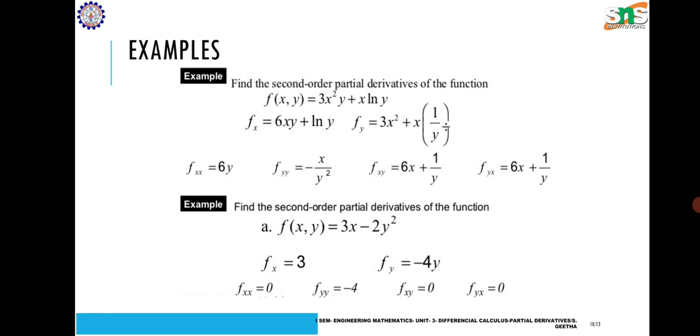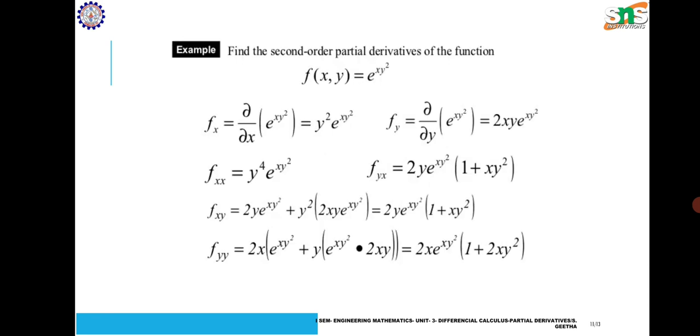In fy we are going to find f double y. So the differentiation of y is equal to 1, so f double y is equal to minus 4. Again now we are finding fxy. Fx with respect to y means, here we are having 3 as a constant only, so differentiating a constant we get 0. Again we are finding fy with respect to x. In fy we are having only a y function, it will be treated as a constant, so fyx is also 0 here.